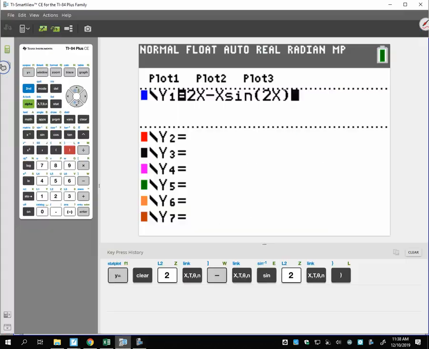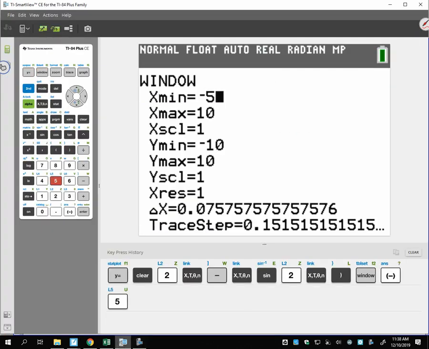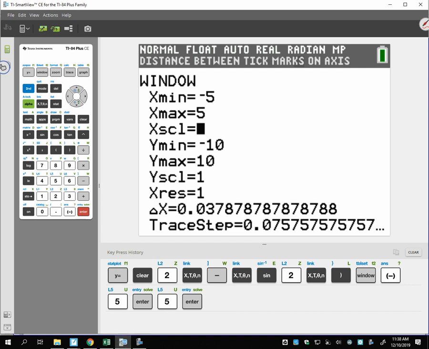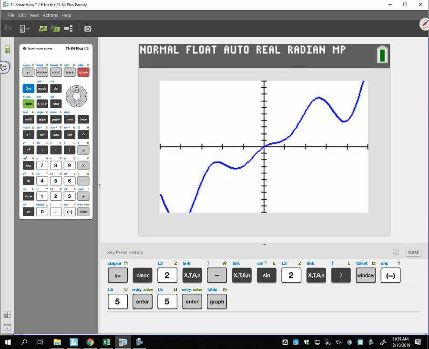That's not the right thing. I graphed this. I'm going to go to my window, and I'm going to change it from -5 to 5. I'm not really sure what the y should be, so I'm going to graph it. And if I can't see everything, then I'll change it again. Oh, look at that interesting graph. I kind of wish I could see this bottom number, and we'll zoom out if we need to.